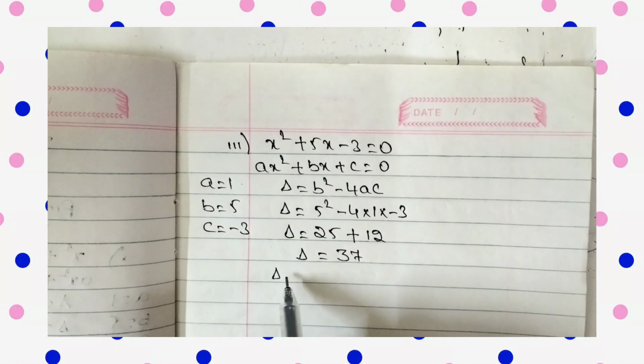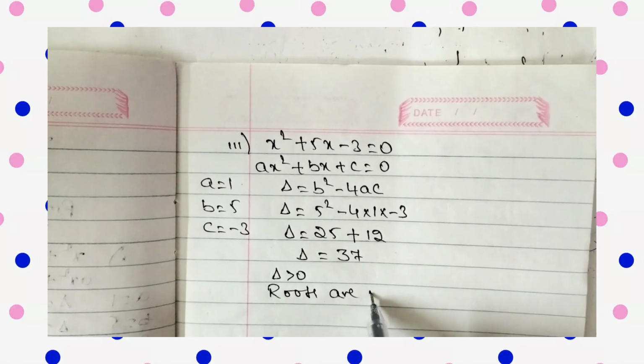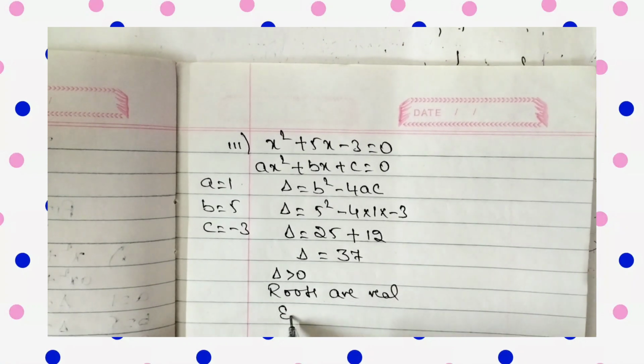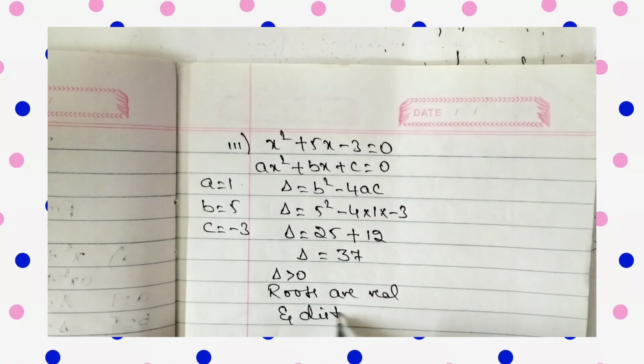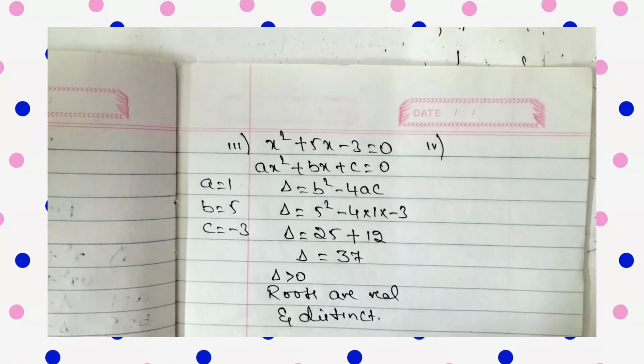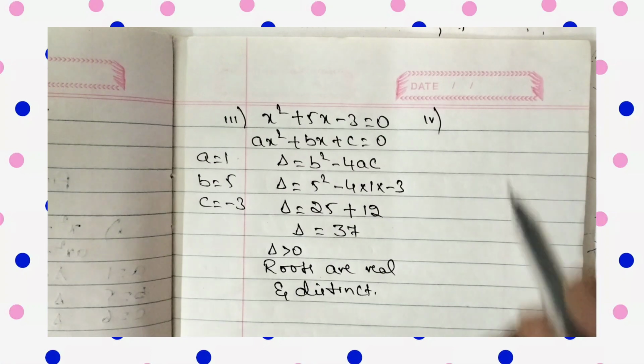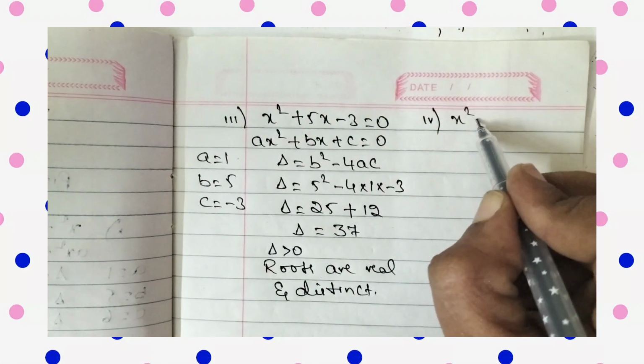So here 37 is greater than 0. Therefore delta is greater than 0. Therefore the roots are real and distinct. So now let us solve question number 4. In question number 4 they have given x square minus 8x plus 9 is equal to 0.